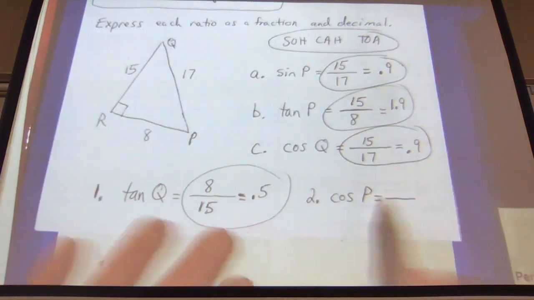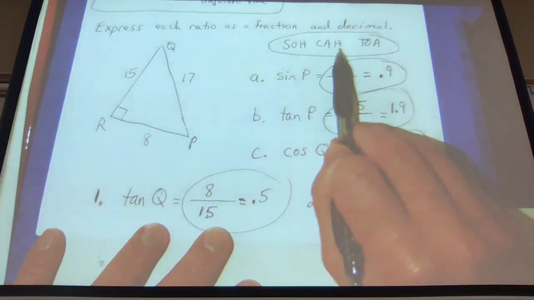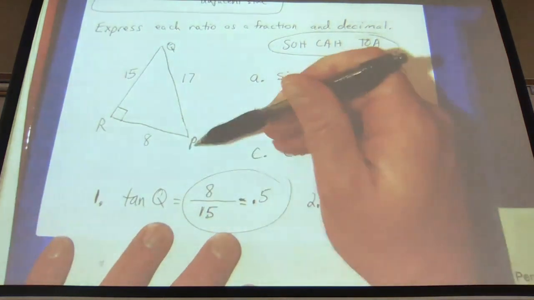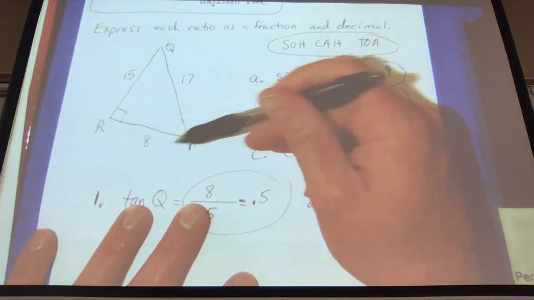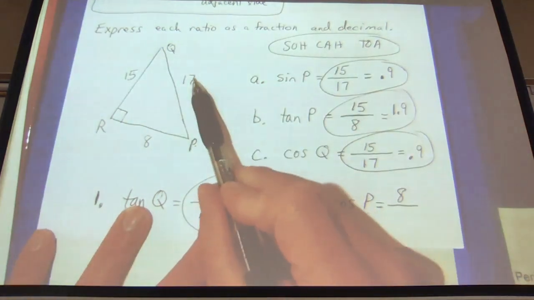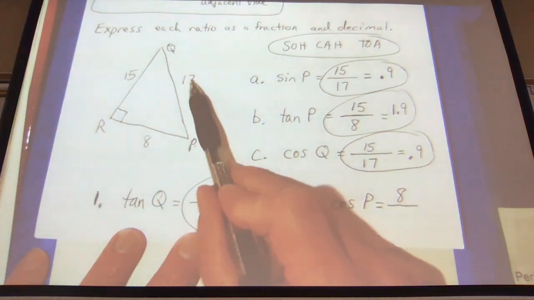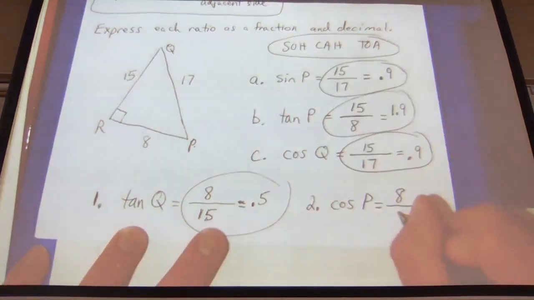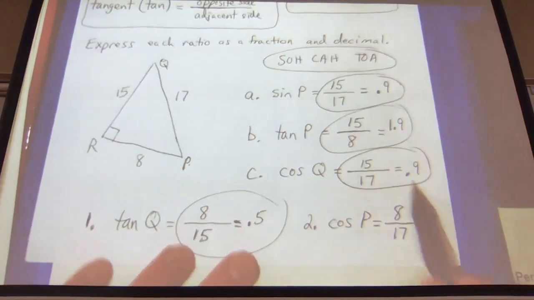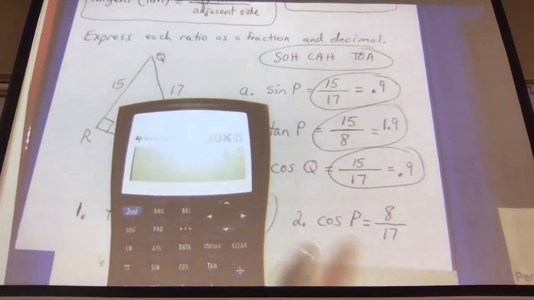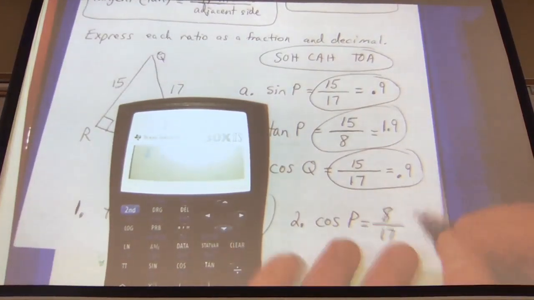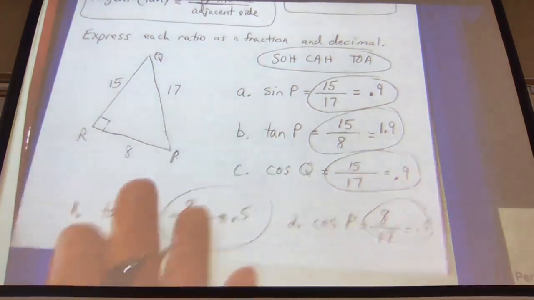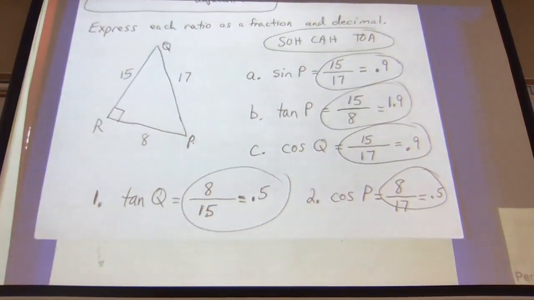Cosine of angle P. To get cosine, we're going to put adjacent over hypotenuse. And from angle P, here's angle P down here. The adjacent side would be 8. It's not going to be 17 because 17 is across from the right angle. That's the hypotenuse. And when you do cosine, you want the hypotenuse on the bottom. That's going to be 17. 8 over 17, we didn't do that yet either. 0.5 again. All right. Any questions on how I got those two?